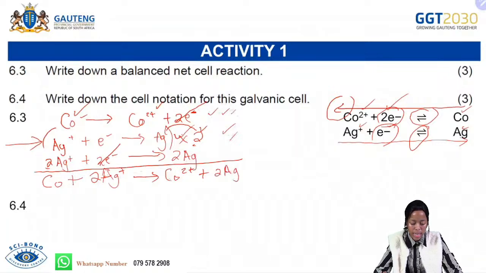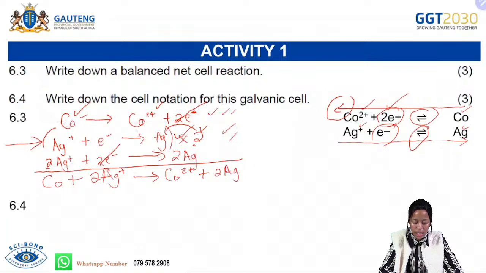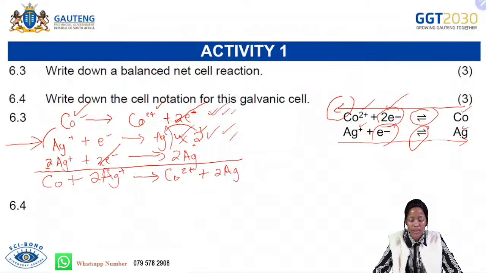Then the next one says, write down the cell notation for this galvanic cell. For you to be able to write down the cell notation, very important again, you need to be able to write down the half reaction in terms of oxidation and the half reaction in terms of reduction. We have already written that: the half reaction for the cobalt, and then the half reaction for reduction was this one for the silver. So once we have written the half reactions, you will be able to write down the cell notation.